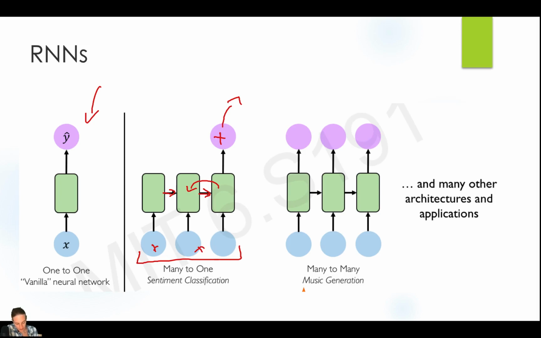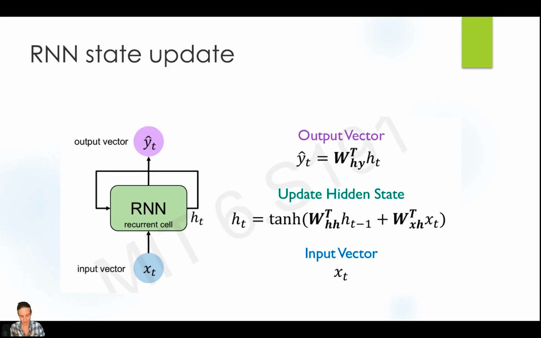Finally, we have an end-to-end model, many-to-many, whereby you have a sentence as input and you want to predict another sentence. Think of translation or music generation: you have one bar of music and you want to predict the next bar. There are many variant architectures here that are useful for different types of applications. If we look at a recurrent cell, it's usually depicted by this sort of recurrent arrow, which will be expanded in the next slide.